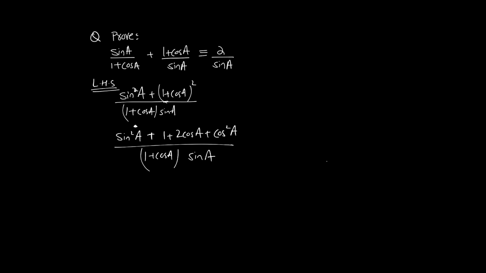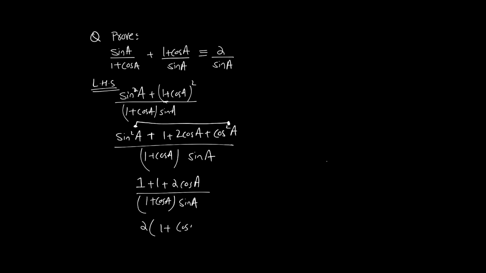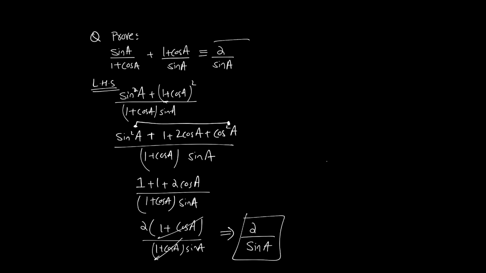Sine square a plus cos square a is 1. So 1 plus 1 plus 2 cos a over (1 plus cos a) sine a, and 1 plus 1 is 2, so 2 plus 2 cos a, if you take 2 common out you get 2 times (1 plus cos a). In the denominator you have (1 plus cos a) times sine a. So as you can observe here, 1 plus cos a and 1 plus cos a would be simplified, and the resulting simplified expression would be 2 over sine a, which is what they had asked.